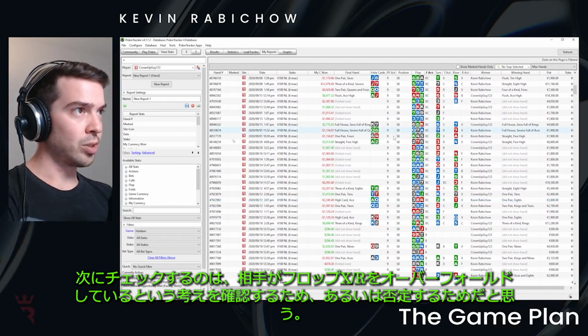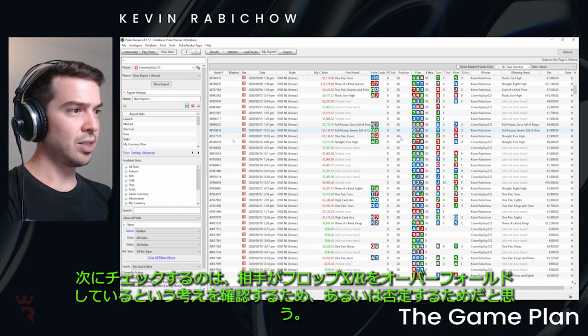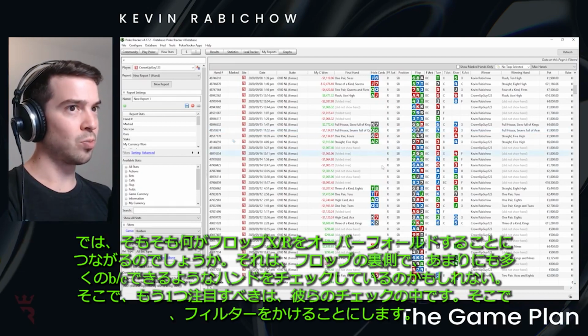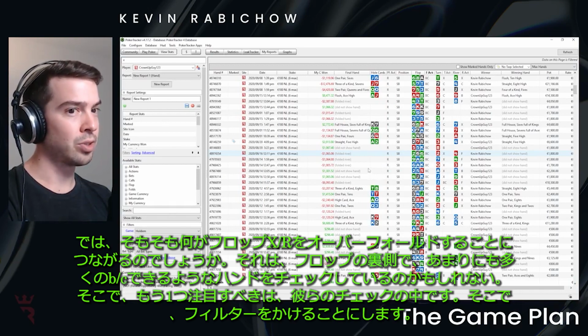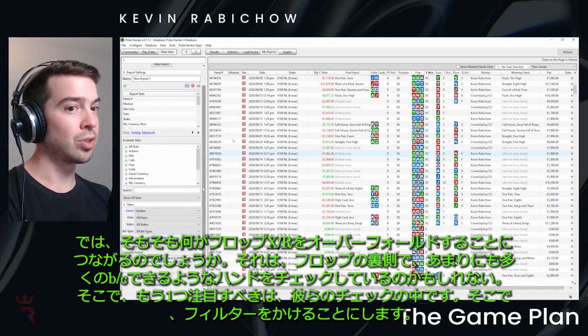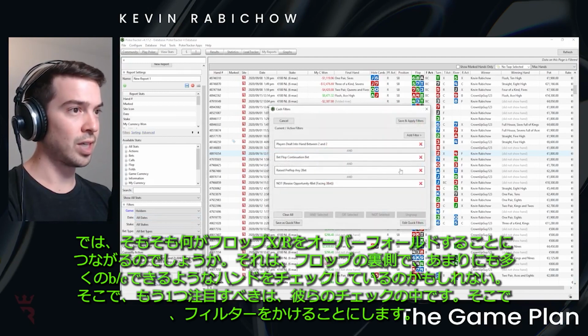The next thing to check, to confirm or deny the idea that my opponents are overfolding to flop check raise. So what would lead to overfolding flop check raise in the first place? What might lead to this is checking behind the flop with too many hands that could have bet called. So the other place to look is in their checks, so I'm going to filter for that.